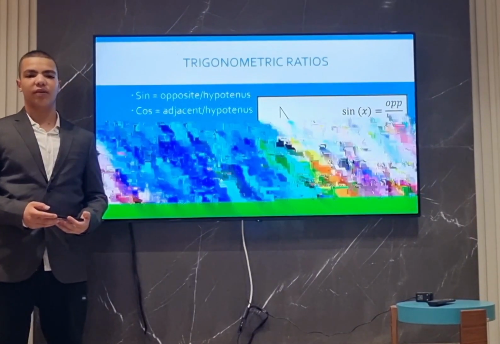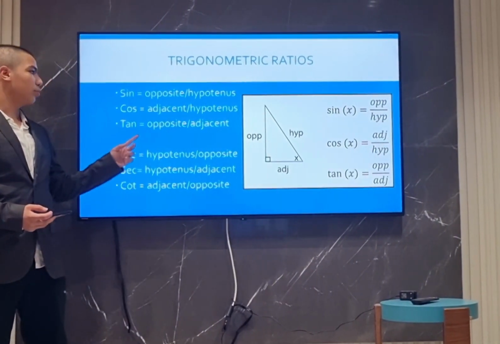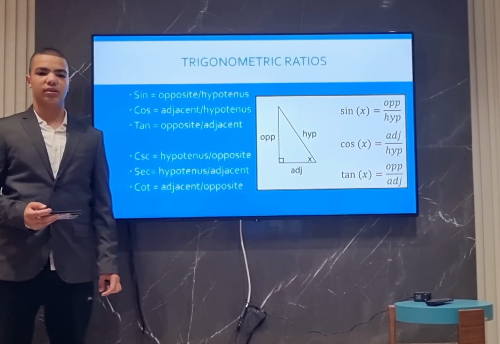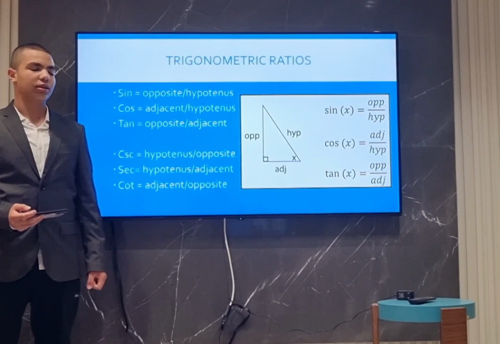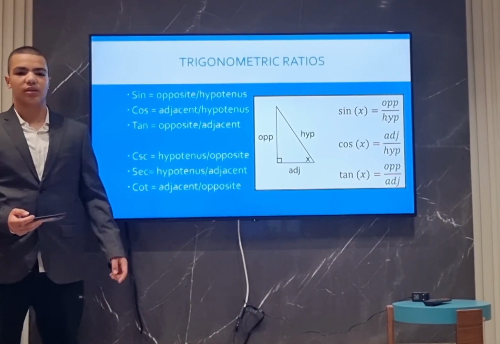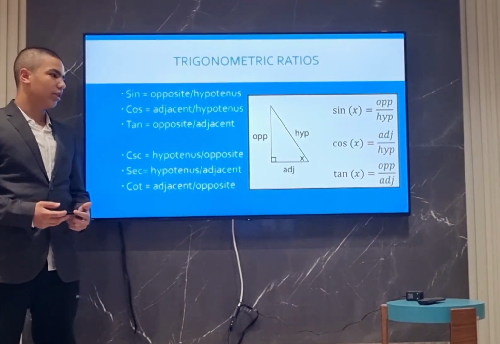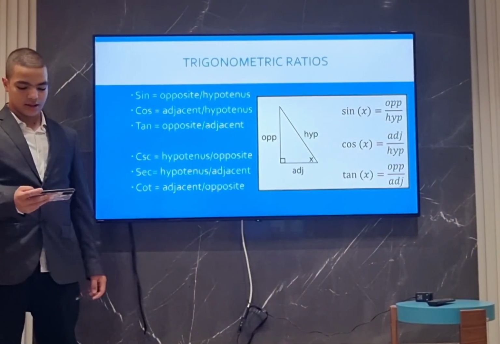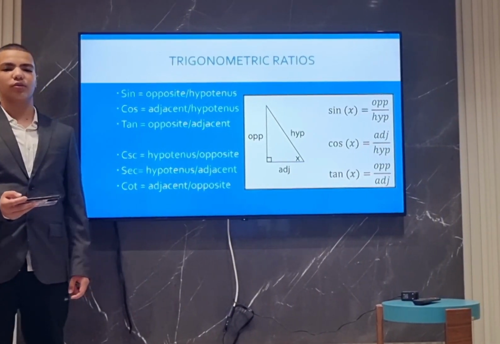Okay, so we first have to know the 6 trigonometric ratios. Sine is equal to opposite over hypotenuse, cosine is equal to adjacent over hypotenuse, tan is equal to opposite over adjacent, cosecant is the opposite of sine, which is hypotenuse over opposite, secant is the opposite of cosine, which is hypotenuse over adjacent, and cotan is the opposite of tan, which is adjacent over opposite.